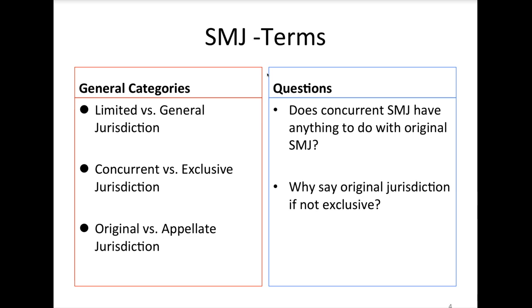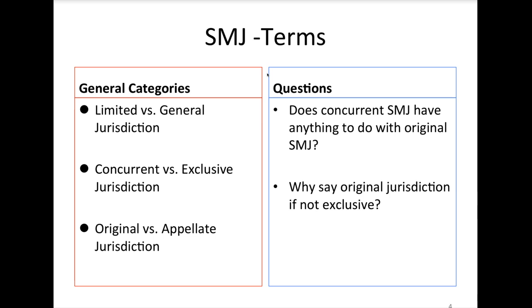Second category, concurrent versus exclusive jurisdiction. This again is about federal versus state. If a case could be heard in both federal and state court, that's a situation where there is concurrent subject matter jurisdiction, and it's up to the plaintiff to decide where to file. There could be exclusive jurisdiction. We've talked about when, in some cases, there's exclusive federal jurisdiction. You don't have to memorize all of these, but you might remember we talked about in class that bankruptcy cases have exclusive jurisdiction because the statute says so.